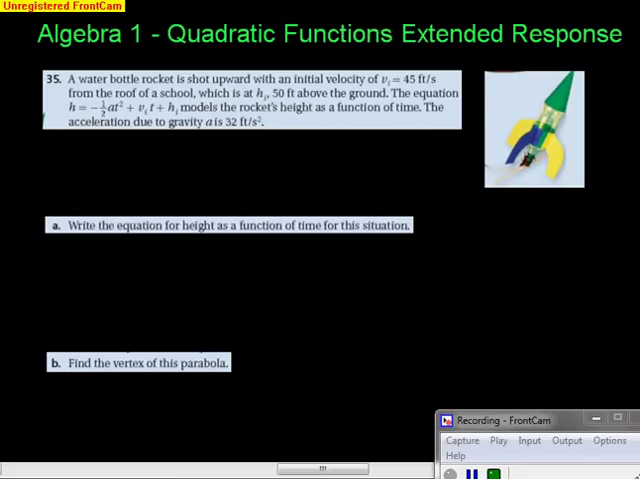Okay, this video is for Algebra 1. We have a summative assessment Thursday covering quadratic functions. Here's an extended response question to kind of give you an idea of what maybe to expect or how to go through.